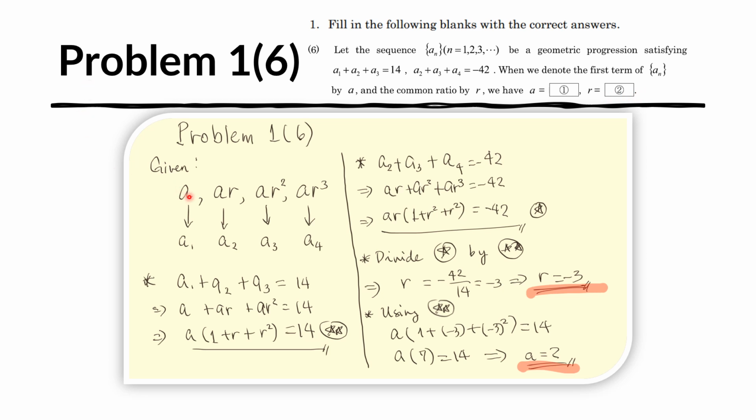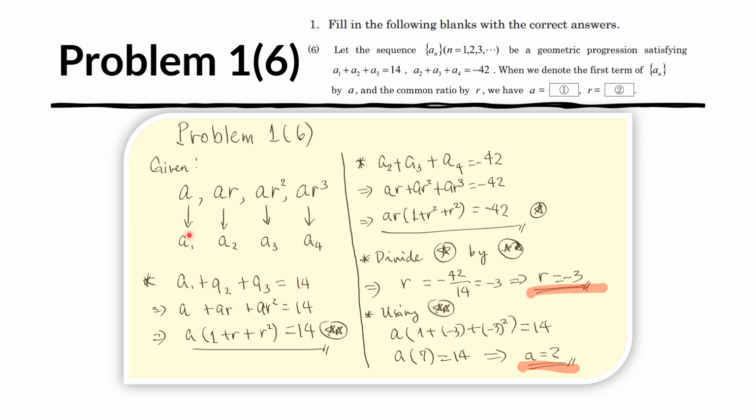In this problem we are given the first four terms of the geometric progression. That's because we are given the first term a and the common ratio r. So the first four terms would be a, ar, ar squared, and ar cubed. They are denoted a sub 1, a sub 2, a sub 3, and a sub 4 respectively. We are also told that the first three terms add up to 14. So that's a sub 1 plus a sub 2 plus a sub 3 equals 14.